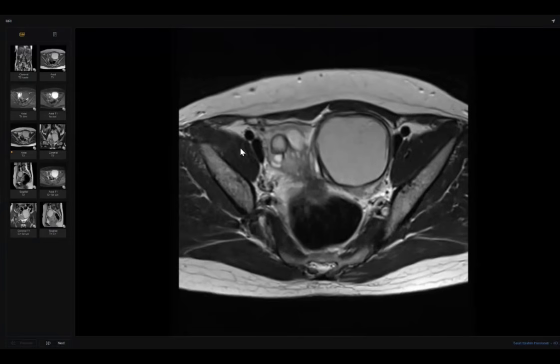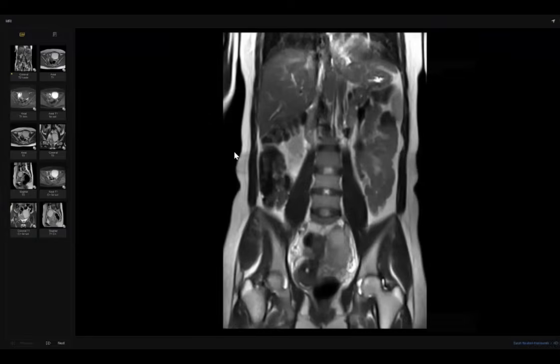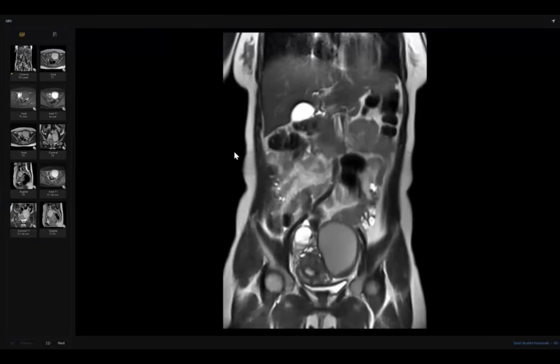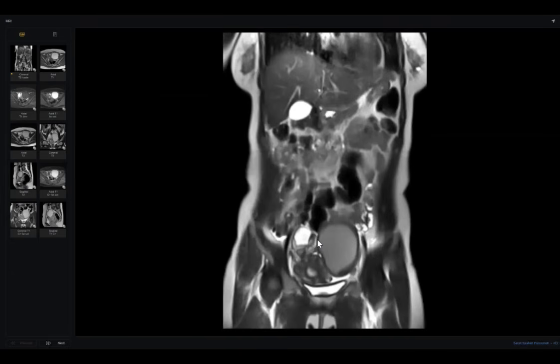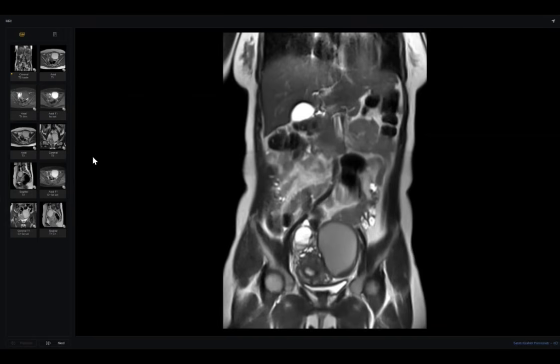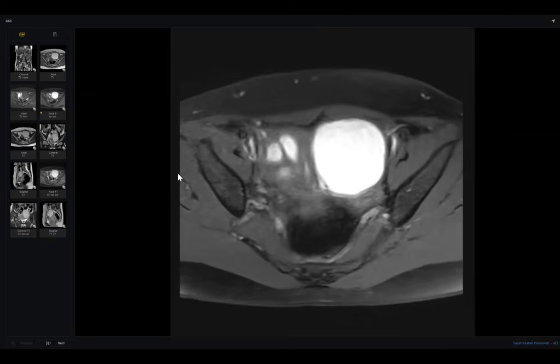Search for kissing ovaries like this. Both ovaries are intimately related, abutting each other due to fibrosis, which results from the deep infiltrating endometriosis, best seen in this coronal. In axial, search for tethering of the rectum or colon, like here, and see all of this. This one is deep infiltrating endometriosis.